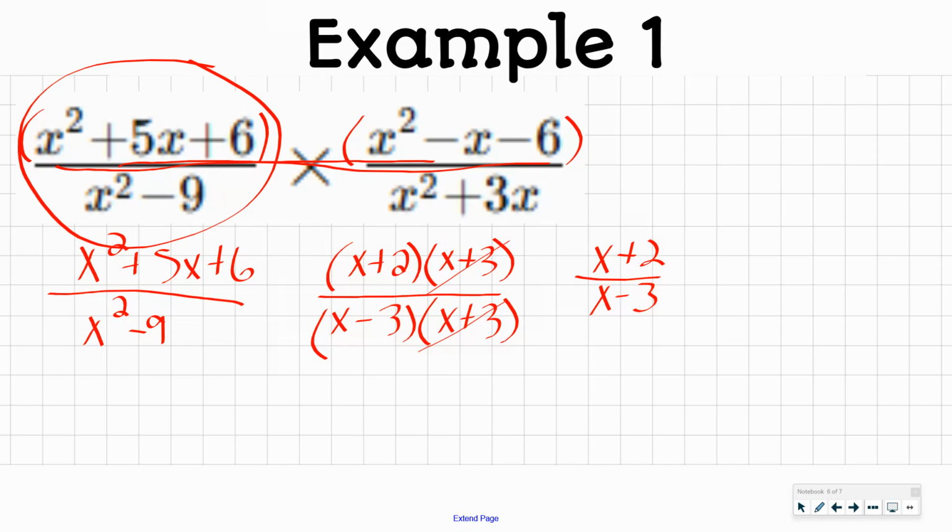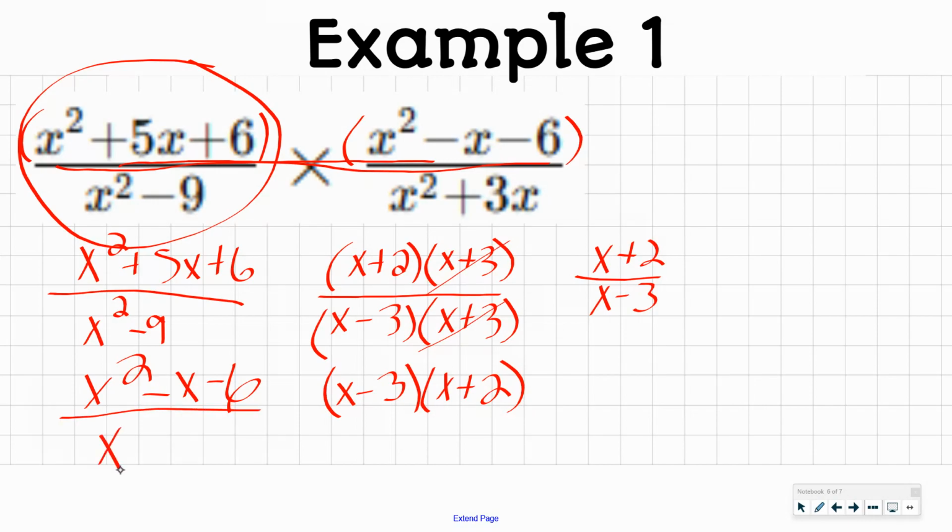Now let's talk about the second portion there, the x squared minus x minus 6. That should be able to be factored pretty easily too. What are the factors of negative 6 that add up to negative 1? Well, that's going to be x minus 3 and x plus 2. Because negative 3 times 2 equals negative 6. Negative 3 plus 2 equals negative 1. All right, so that's going to be over x squared plus 3x.